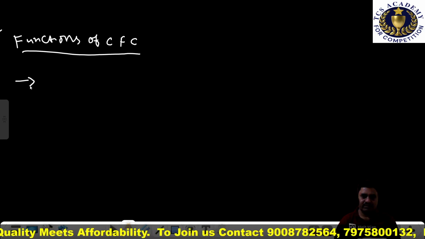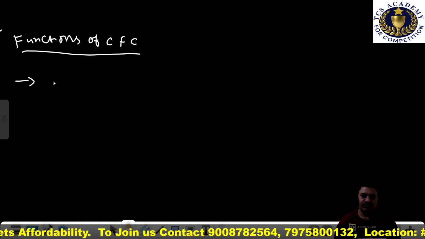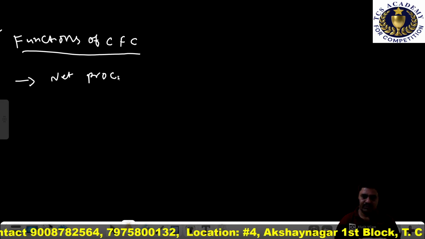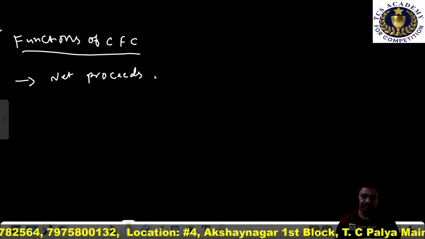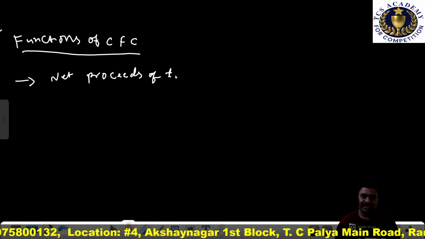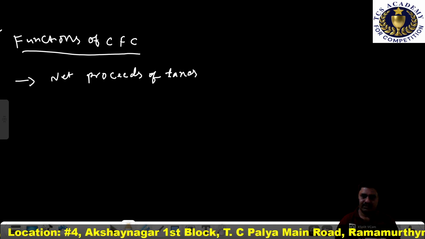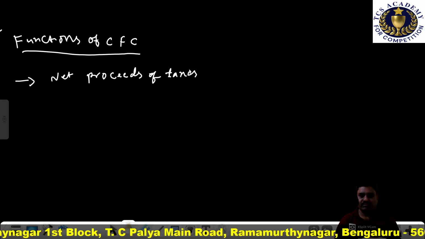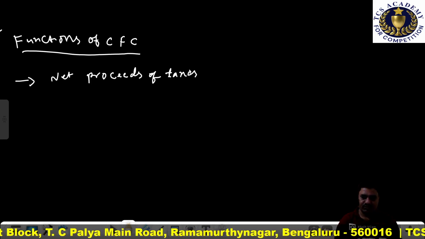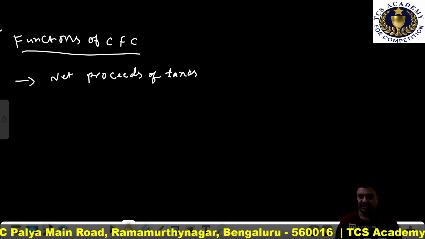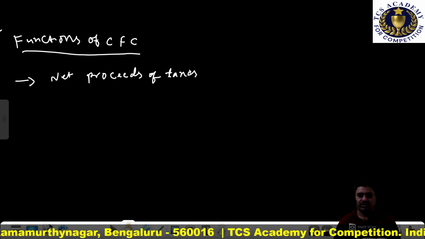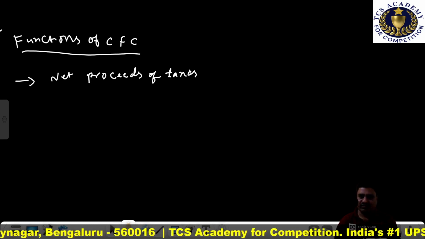Number one, distribution of net proceeds of taxes. This is the first important function of the Central Finance Commission: distribution of net proceeds of taxes between the center and the state governments, to be divided as per their respective contributions to the taxes. That's the first important function.